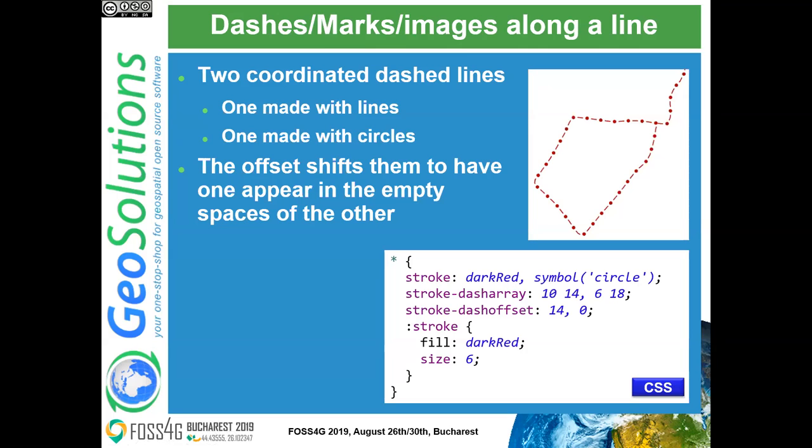To get, let's say, more interesting, we can also repeat symbols along a line and eventually dash lines along a line and eventually combine them. In this little CSS, I'm saying, okay, let's stroke dark red, which are the little lines, and also repeat a circle. And then I have a dash array defining how much I draw and how much I skip. And then there's the offset, which allows the two arrays to be, let's say, synchronized so that the circles are inside the holes of the lines and vice versa. The lines are inside the holes between two circles.